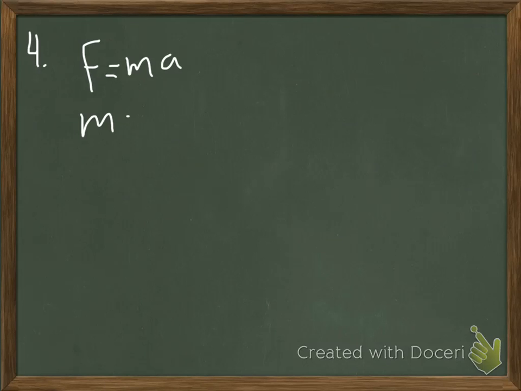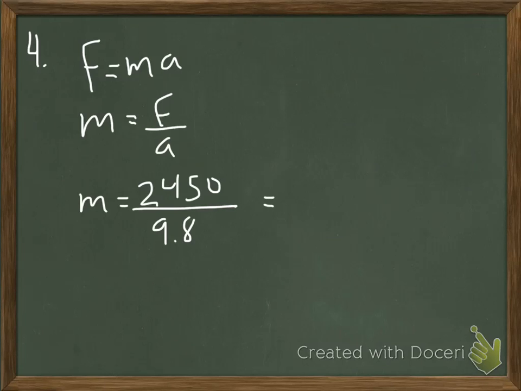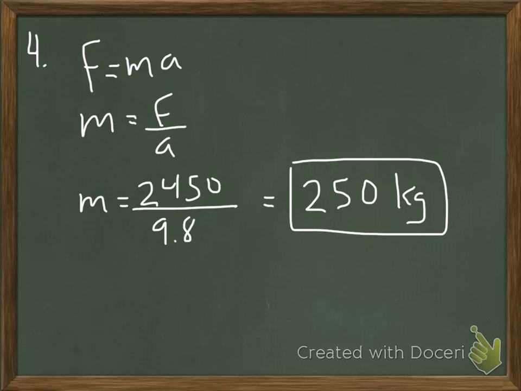Number 4, we're given the weight of a motorcycle. Recall that a weight is a force. The weight is the mass times acceleration of gravity, always. And so to find the mass, I can just rearrange F equals ma to solve for mass. 9.8 is my acceleration, and there's my answer.